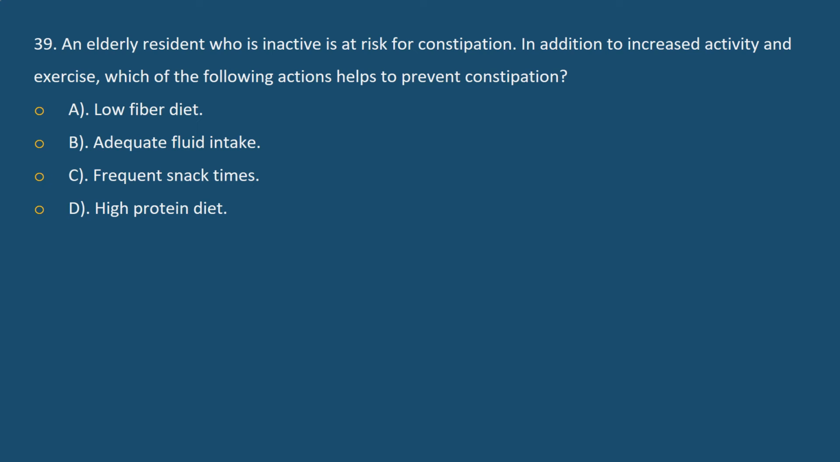Question 39. An elderly resident who is inactive is at risk for constipation. In addition to increased activity and exercise, which of the following actions helps prevent constipation? A. Low fiber diet. B. Adequate fluid intake. C. Frequent snack times. D. High protein diet.